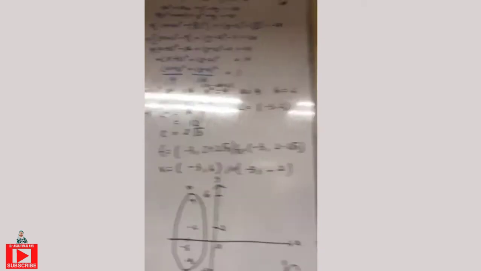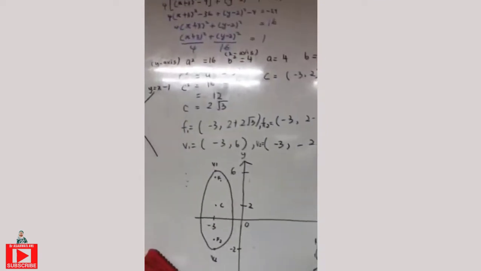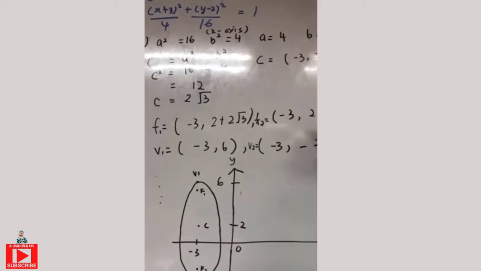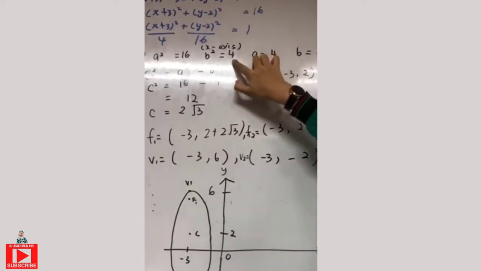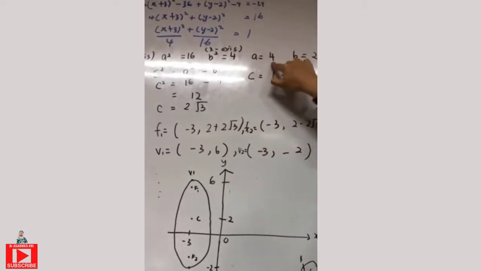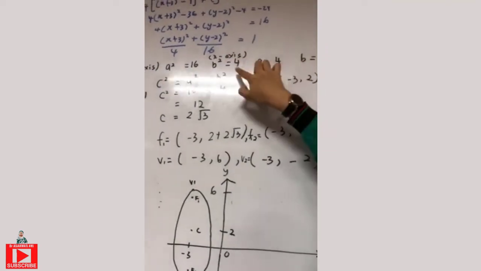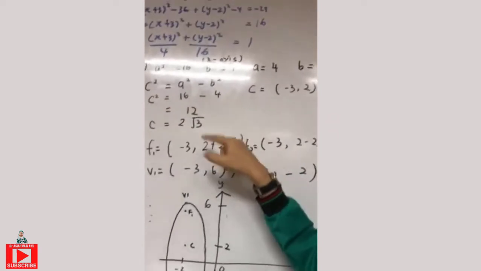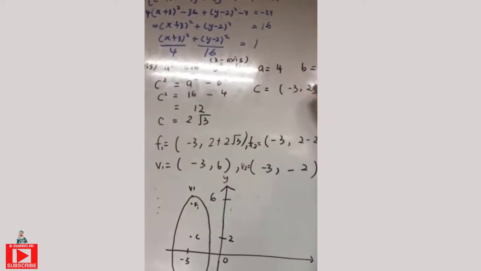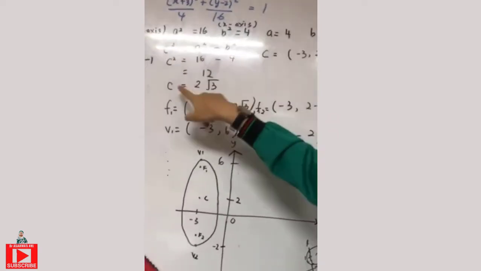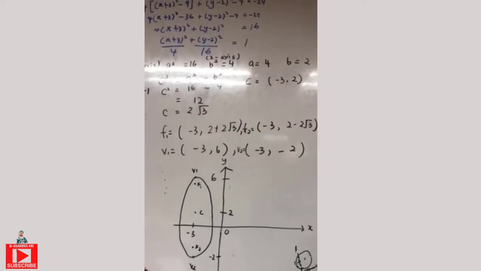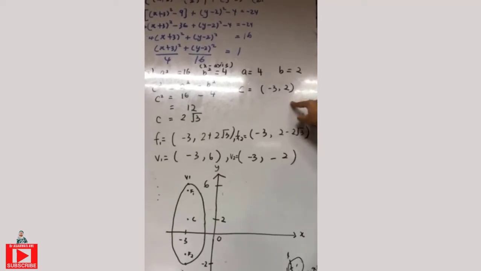Next. Then the next question asks, find its center, vertices and foci. So di sini kita tahu A square is 16 sebab A must be bigger than B. So A square is 16, B square is 4. Then to find A, square root of 16 is 4, square root of 4 is 2. Then to find C, C square equals to A square minus B square. So substitute masuk, dapat 12. Square root 12 got 2 square root 3. Then dapat center dia negative 3, 2.